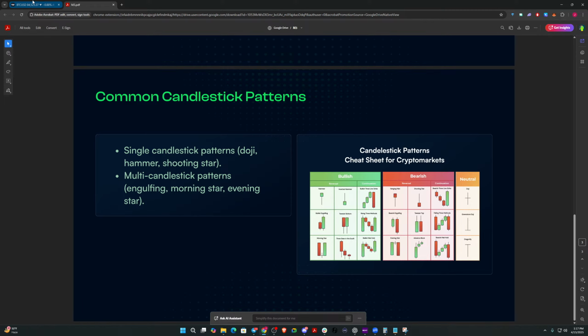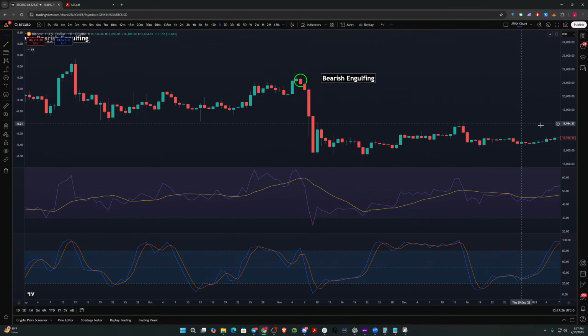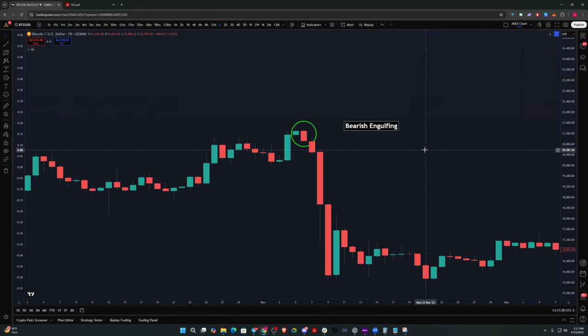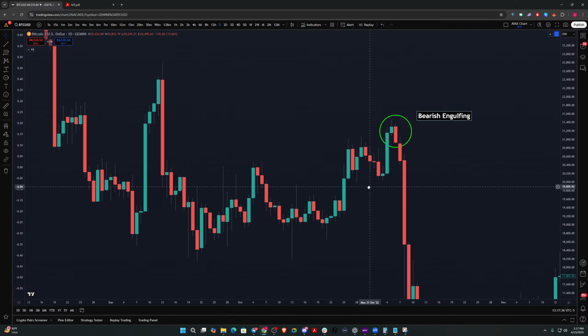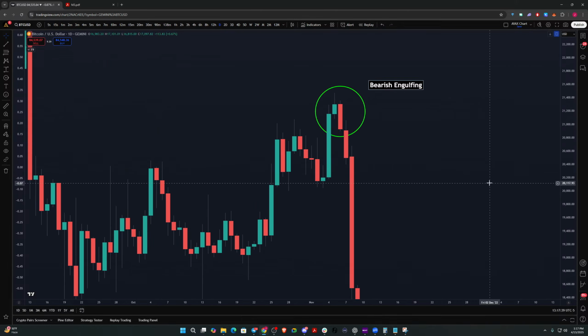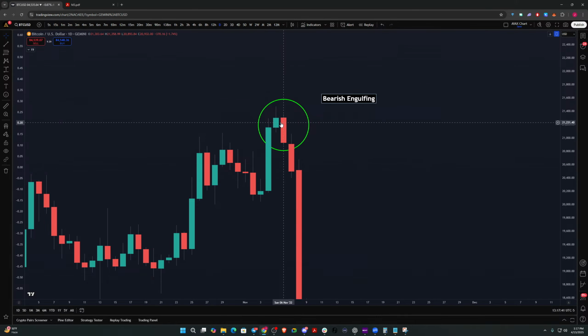So, let's look at the bearish engulfing. This candle here, you can see we were in an uptrend, right? We were going from 19,000 all the way up to 21,000, so nearly a 10% move. But we saw this green candle getting engulfed by this red candle over twice the size of it.